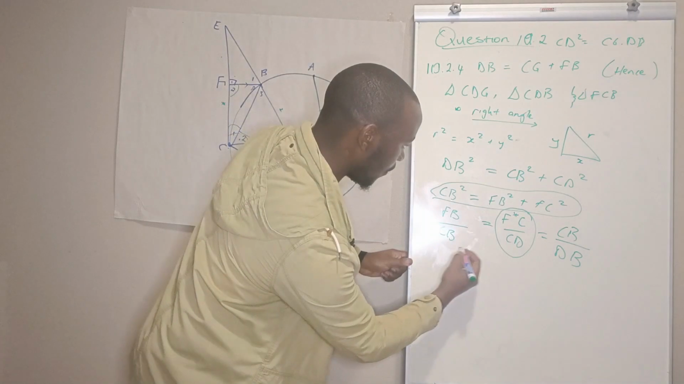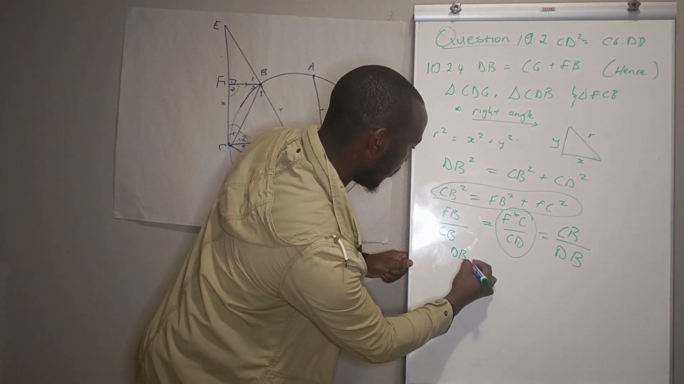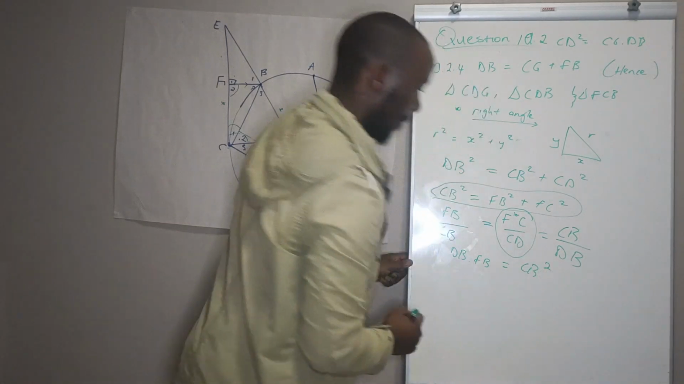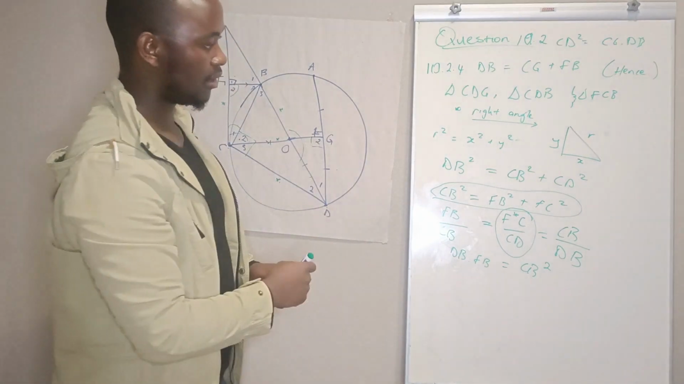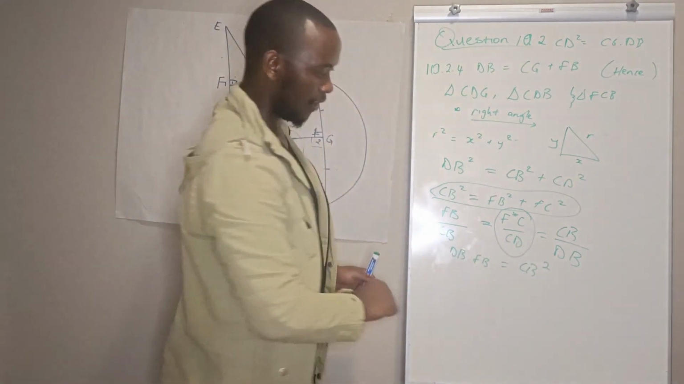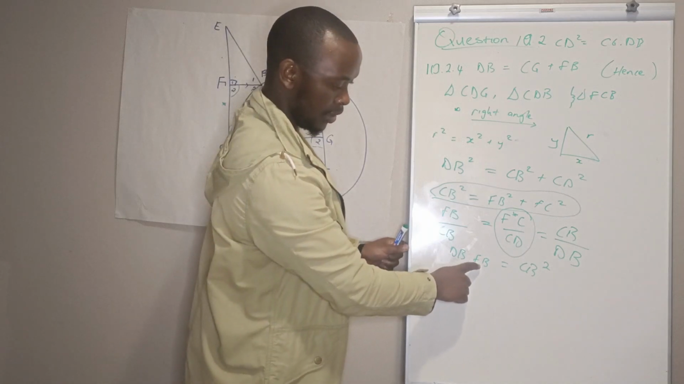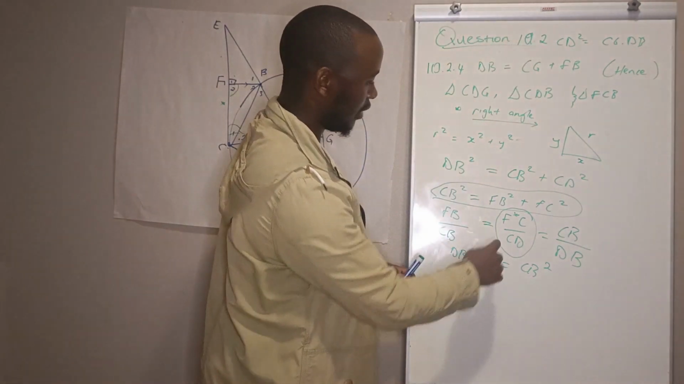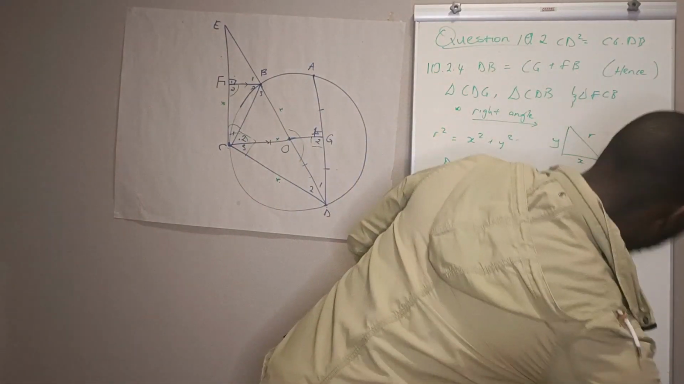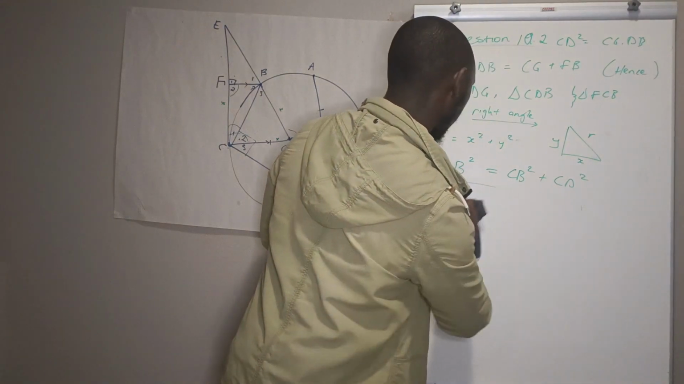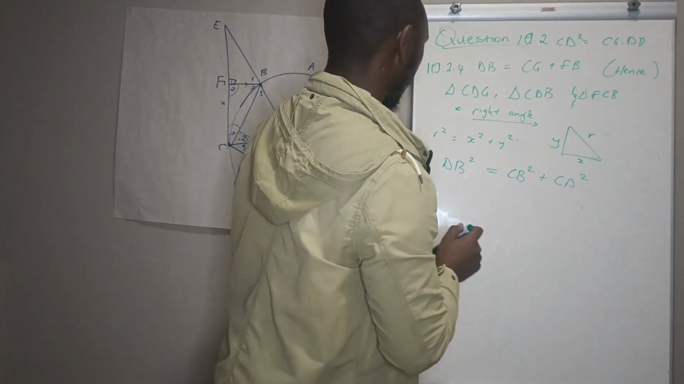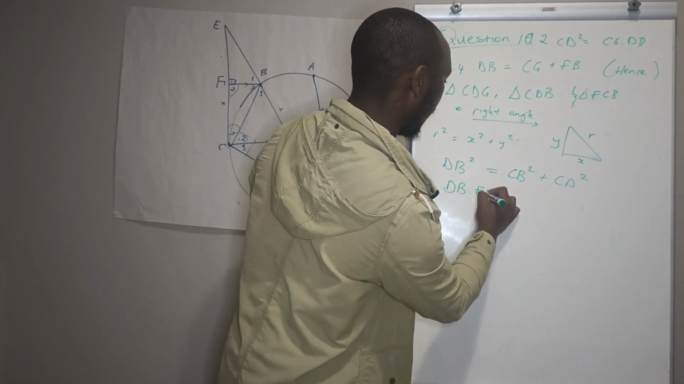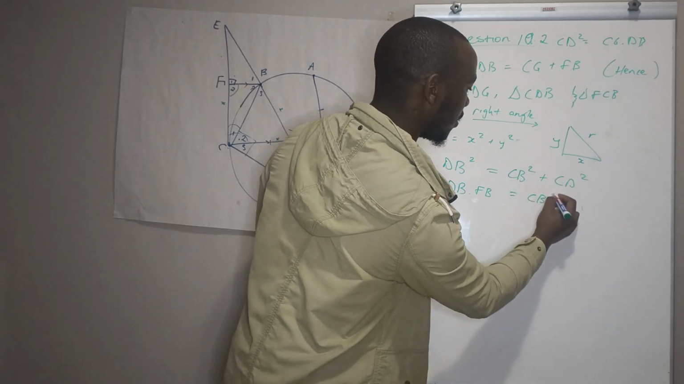So FB, DB multiplied by FB is going to be CB squared. All right, so that's another thing we've just discovered today. So DB times FB is equal to CB squared. So because of space, I'm just going to put this equation at the top here. So DB multiplied by FB is equal to CB squared.